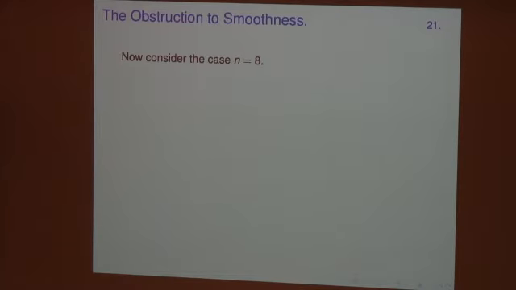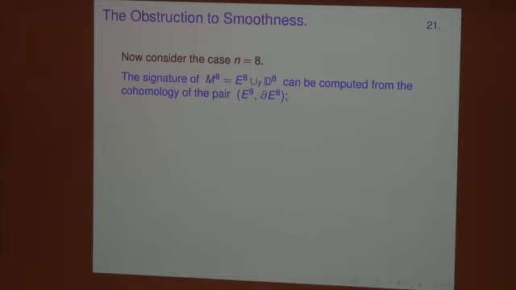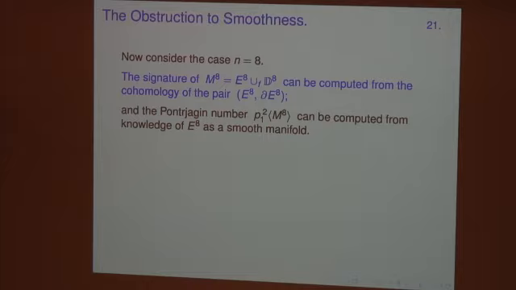I consider the 8-dimensional case, and now let's look at these three integer invariants. The signature is a cohomology invariant which can easily be computed if you understand the cohomology of the pair, the manifold E8 together with its boundary. And similarly, the Pontryagin number P1 squared of M8 can be computed if you know the structure of E8 as a smooth manifold.